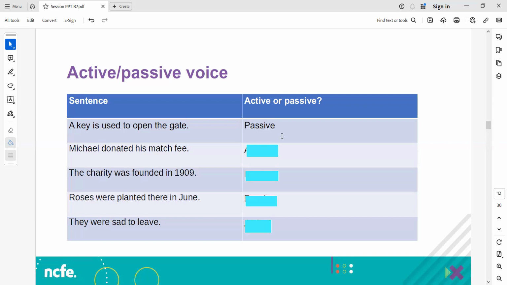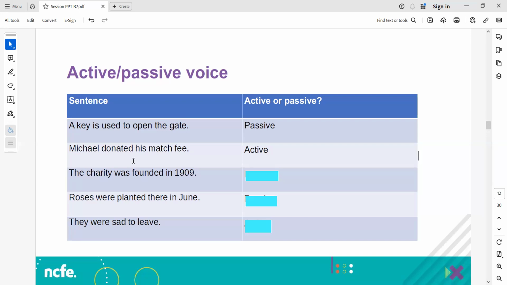Michael donated his match fee. It's active. Good. So this is active. Michael, the subject, is doing something. He's acting. And the verb there, the verb is the action word. So he's donating his match fee. So this could be changed to passive. The match fee was donated. So the match fee would then be at the start of the sentence.